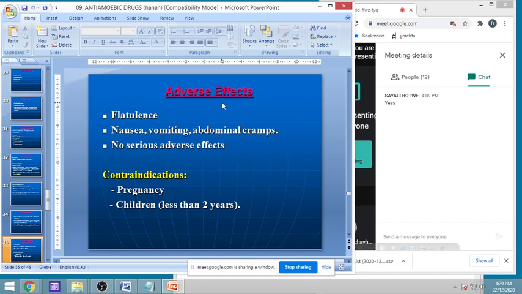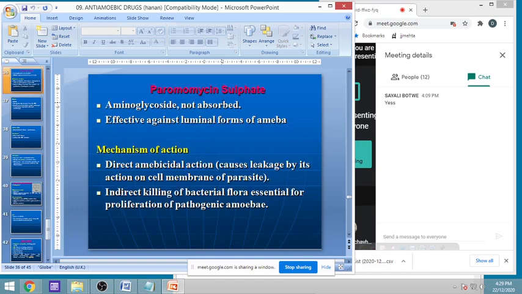Contraindications are in pregnancy and children. Then next is paromomycin. It is an aminoglycoside. It is not absorbed, therefore it is used in that way. It is effective against the luminal form of amoeba.